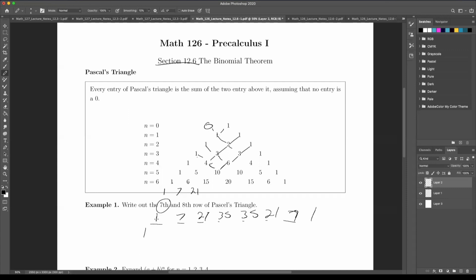So here, if I do this, we have 1. 1 plus 7 is 8. 7 plus 21 is 28. This gives me 56. This gives me 70, and then it'll be 56 again. And then these two give me 28, or once you reach the middle, the numbers just mirror each other. And so this will be 8 and this will be 1.